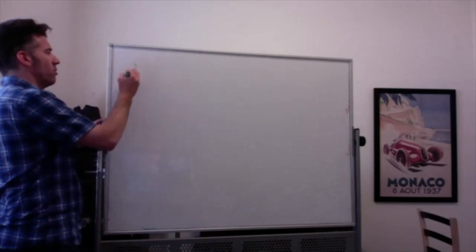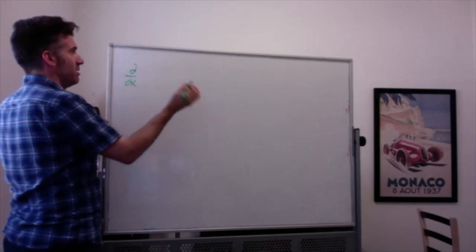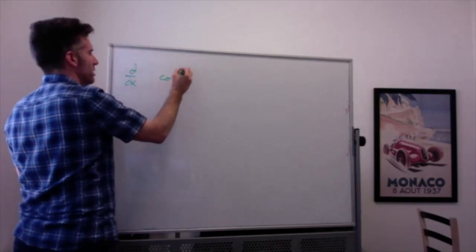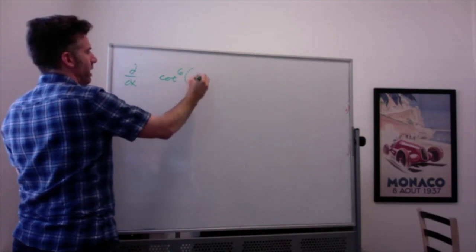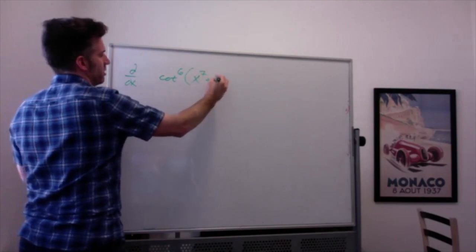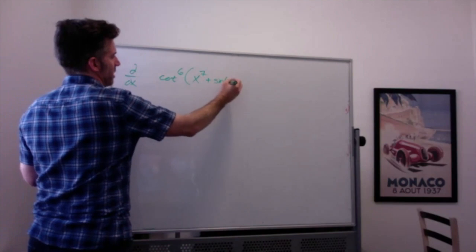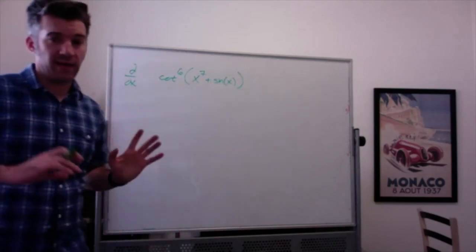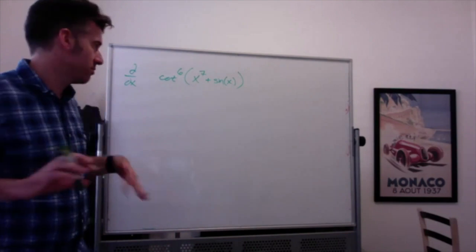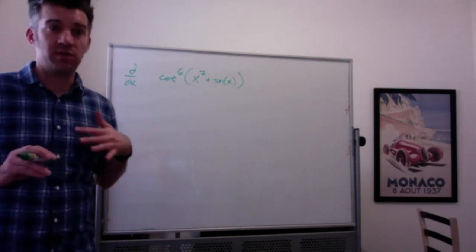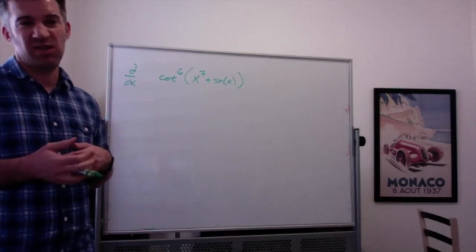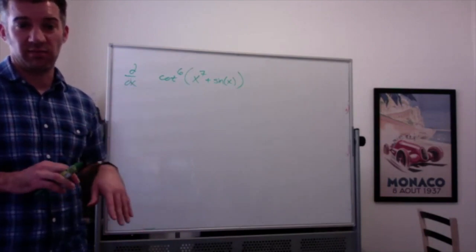But I want to get one more because this kind of problem comes up a lot. Let's say I want to take the derivative of, let's say, cotangent to the 6th power of x to the 7th plus sine of, I'll just make it sine of x for now. All right. So I have to ask everyone, what's my outermost function? Is it cotangent of a thing, or is it being raised to the 6th power of a thing?